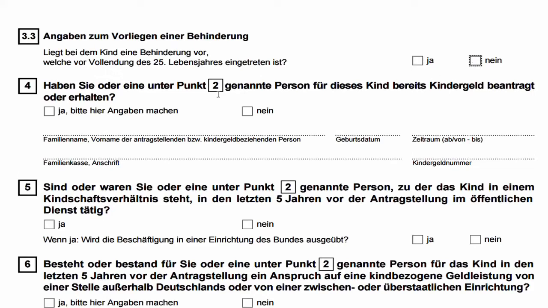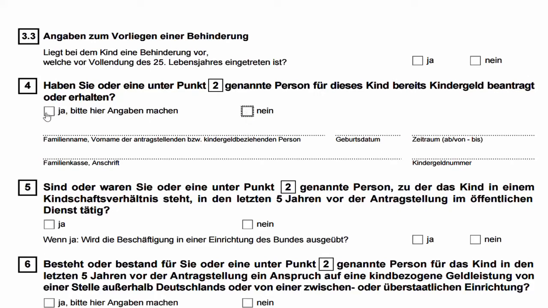In part 4, it asks whether you or someone else whose details are mentioned in part 2 has already received child benefit for this child or not. If it has been the case, then you mark yes with a cross and you provide information in the part below. If it has not been the case, you mark no with a cross.